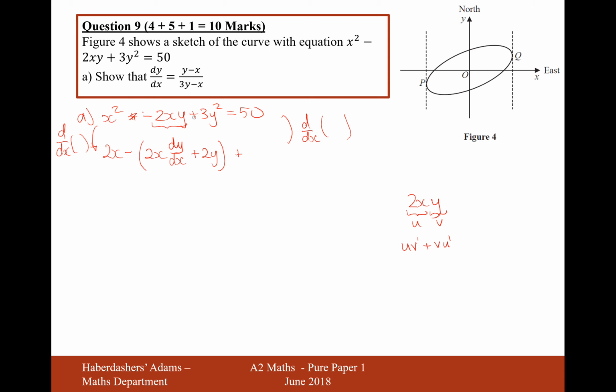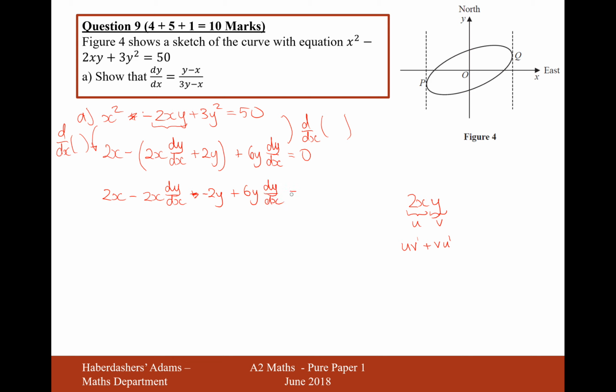And then the last part's 3y squared, differentiating with respect to x. Now it's a different letter, so it's going to be 6y as normal, but because it's a different letter, it needs a dy by dx on the end. And then 50 differentiated just becomes 0. So what have I got after all that differentiation? I've got 2x minus 2x dy by dx minus 2y plus 6y dy by dx.